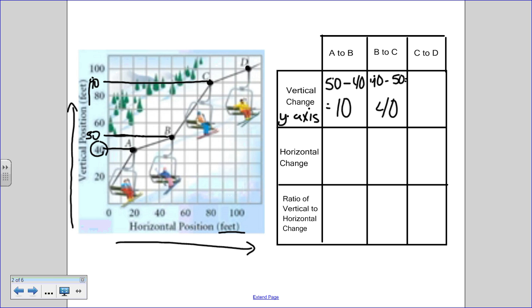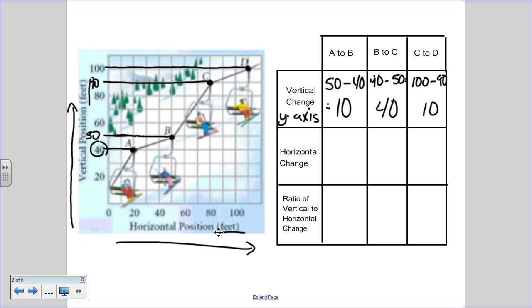Lastly, we're looking from point C to D. C, as we've said, starts at 90 feet. If we go up to D and follow it across on our y-axis for our vertical change, we see that D is at 100 feet. For our last one, from C to D, we can see a vertical change of 100 to 90 feet, or 10 feet. So when we are looking at the change, we could also say we're looking at the difference in values, which would say subtraction.